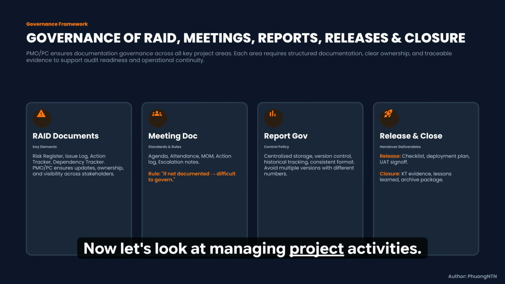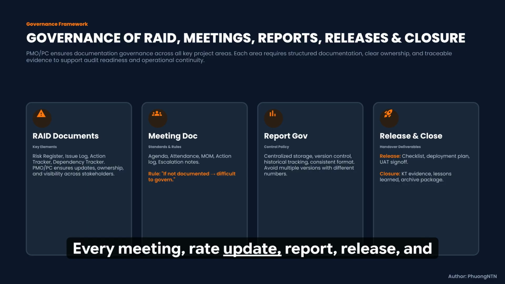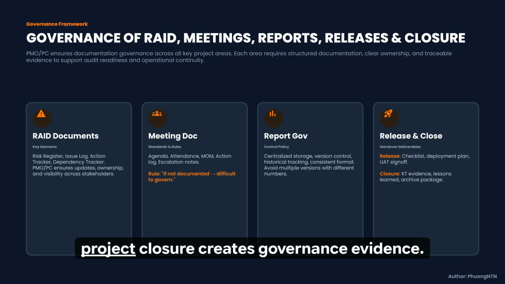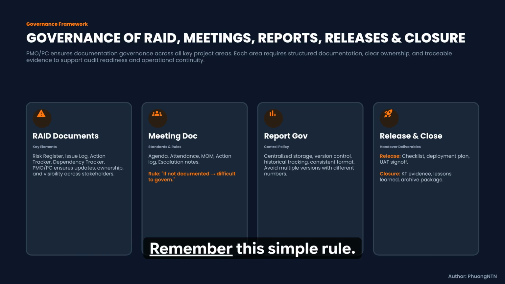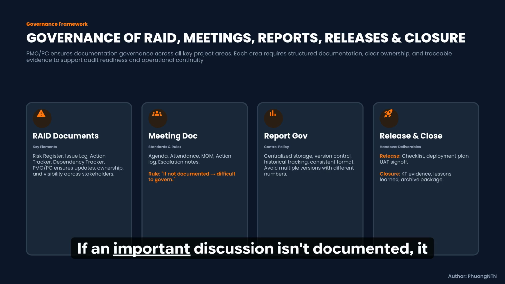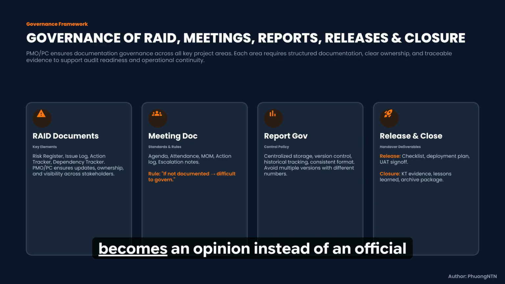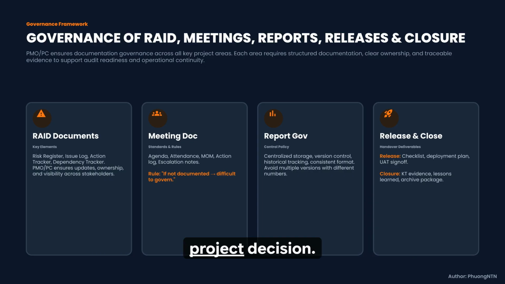So far, we've managed individual documents. Now let's look at managing project activities. Every meeting, RAID update, report, release, and project closure creates governance evidence. Remember this simple rule. If an important discussion isn't documented, it becomes an opinion instead of an official project decision.